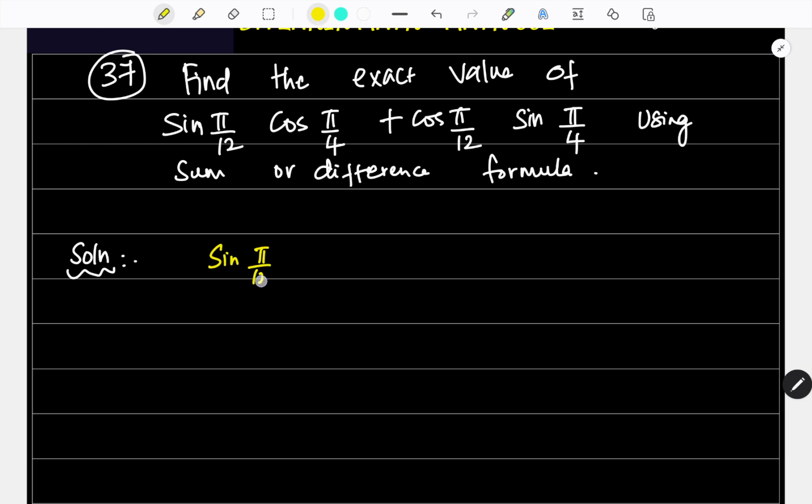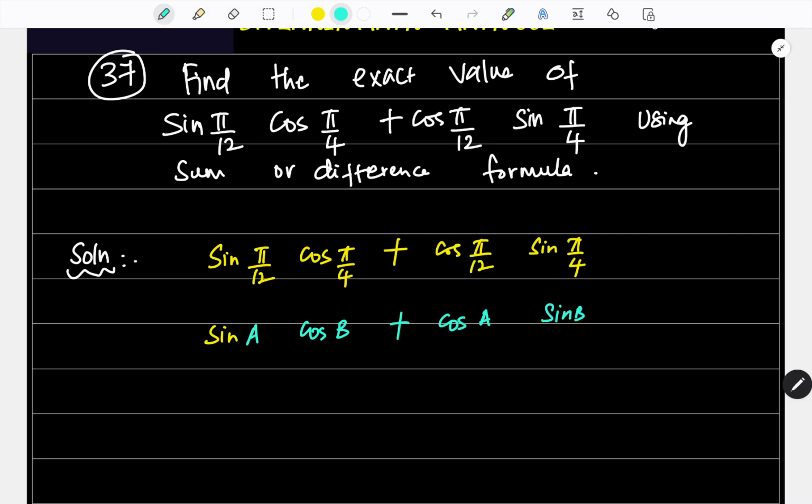Sine pi by 12 cosine pi by 4 plus cosine pi by 12 and then sine pi by 4. This is of the model sine angle A cosine angle B plus cosine angle A sine angle B. Make sure A is the same. Make sure B is the same. Okay. So sine A cosine B plus cosine A sine B.